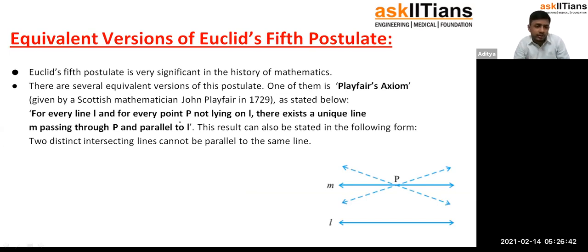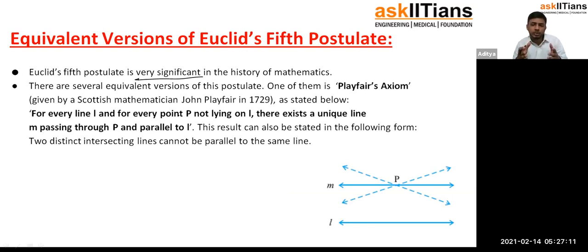As I have already discussed, it is a very significant postulate in the history of mathematics. There are several equivalent versions of this postulate. One of them is Playfair's axiom. What does that state? It states that for every line L and for every point P not lying on L, there exists a unique line M passing through P and parallel to L.